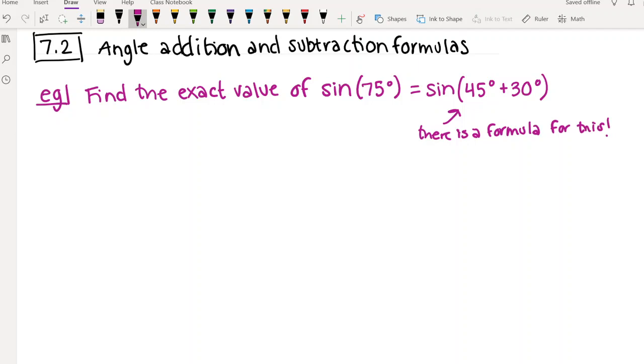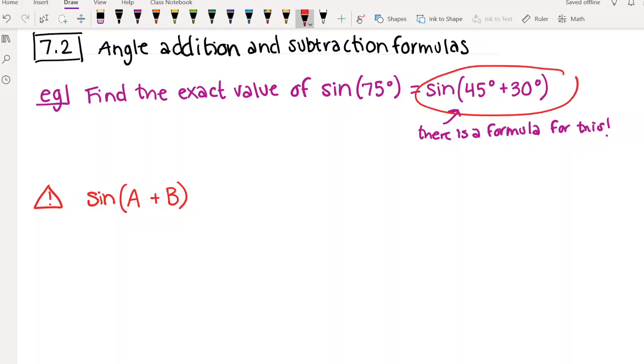Before we get to the actual formula, I want to tell you what the formula isn't. I'll put my little warning symbol to alert you that this is not the correct formula. It would be very tempting to think that if you have sine of two angles being added up, and I know we typically use theta for angles, but in this section we're just going to use capital A and capital B. So when I write sine of A plus B, that just means taking sine of two different angles being added up.